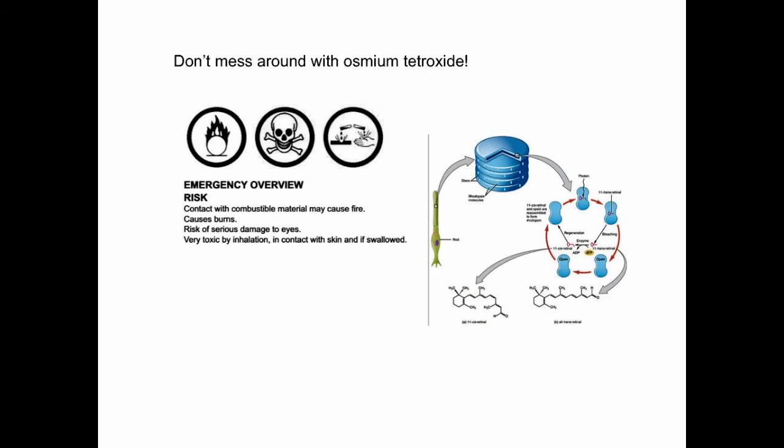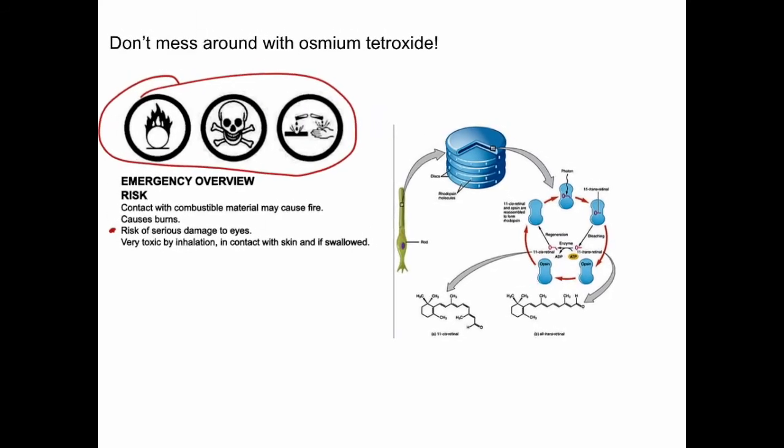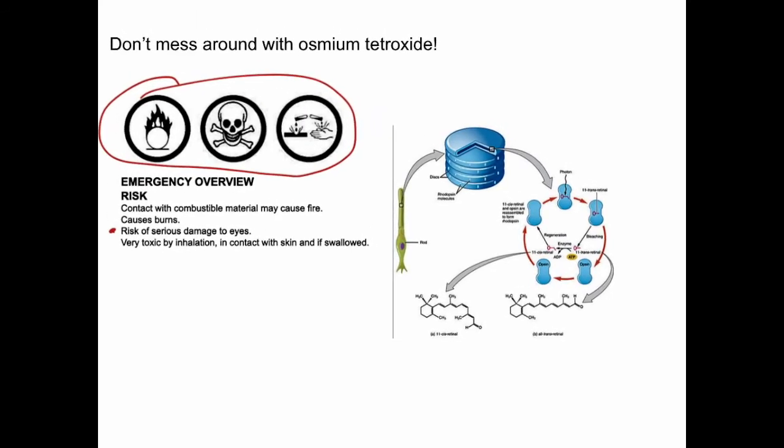Osmium tetroxide is extremely toxic, and if you look up the Materials Safety and Data Sheet, the MSDS sheet, you'll see these 3 symbols. It's very toxic, and importantly, there's a risk of serious damage to the eyes. And the reason for that is in the vision cycle, so this would be the rod, you've heard of rods and cones that are in your eye that help you to see.